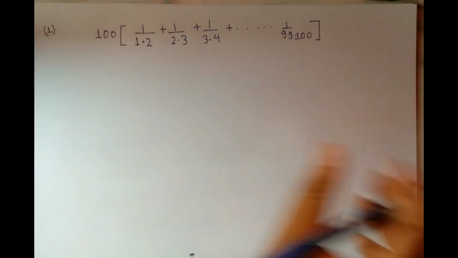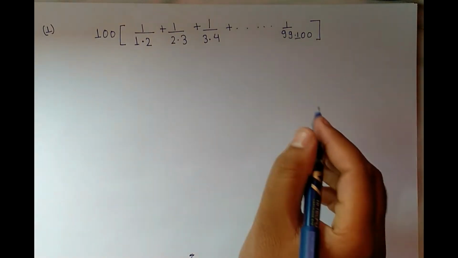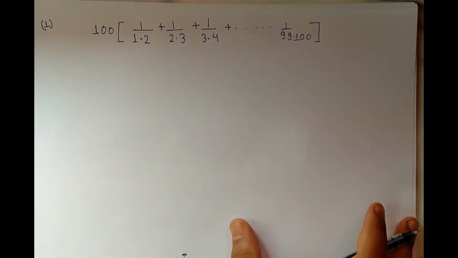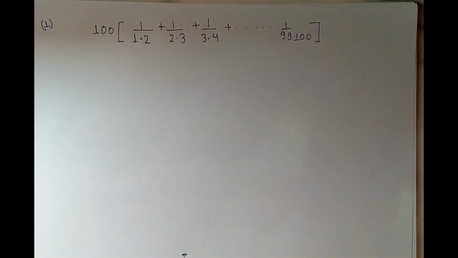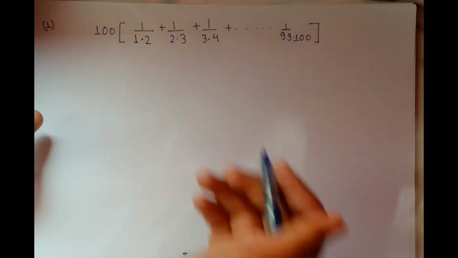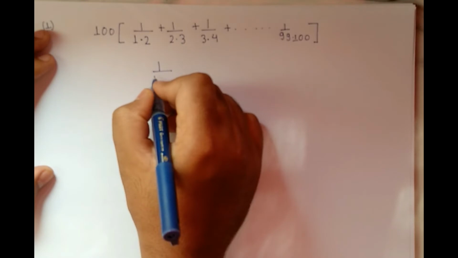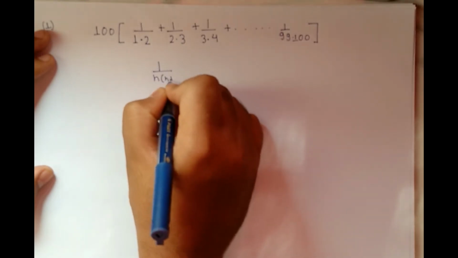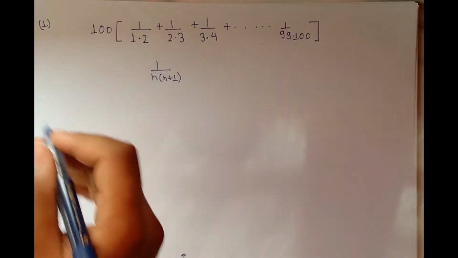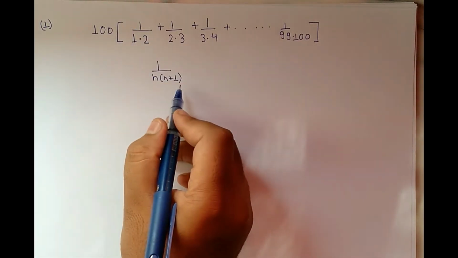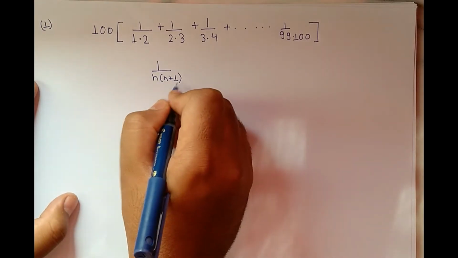As we can see, this sum is a definite series because the last term is 1 by 99 into 100. For solving such a type of series, we would basically make use of sigma notation, general term and the Vn method. So for this, we can see that the general term is 1 divided by n into n plus 1. Why? Because if the value of n is equal to 1, we would get our first term, that is 1 divided by 1 into 1 plus 1, that is 2.